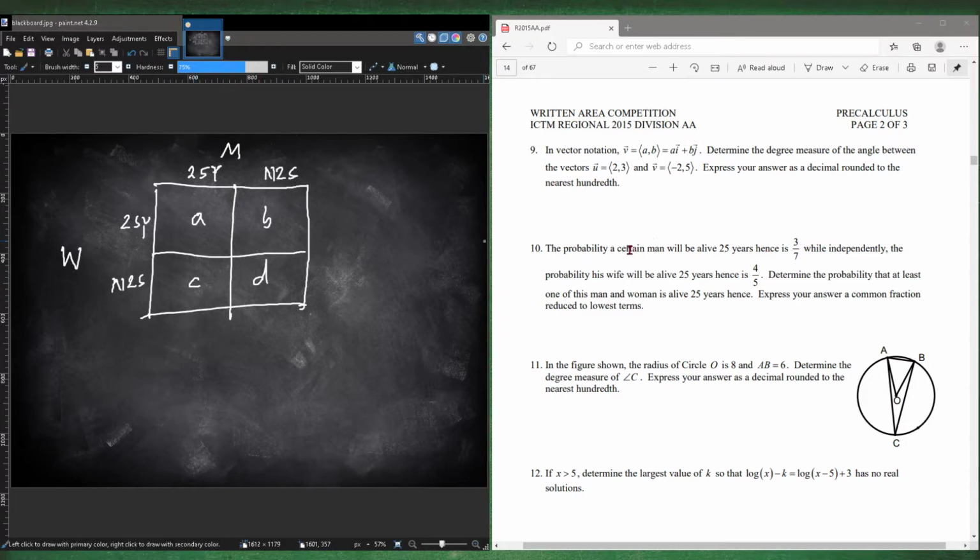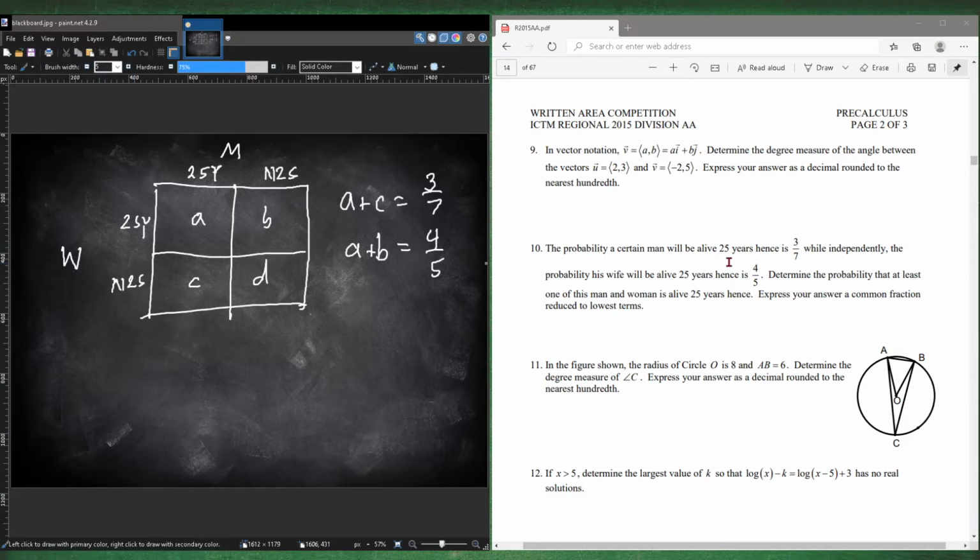They said the probability that a certain man will be alive is 3/7 for 25 years. So 25, so that's A plus C. So A plus C is 3/7. And they said independently, the probability his wife will be alive 25 years hence is 4/5. So 25 years is A plus B, which is equal to 4/5 for the woman.